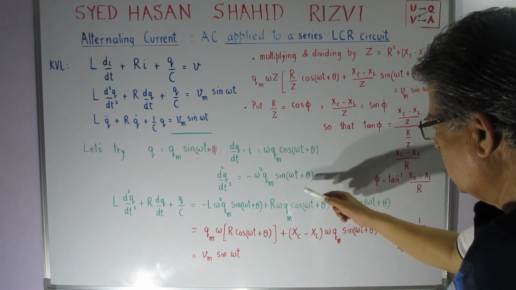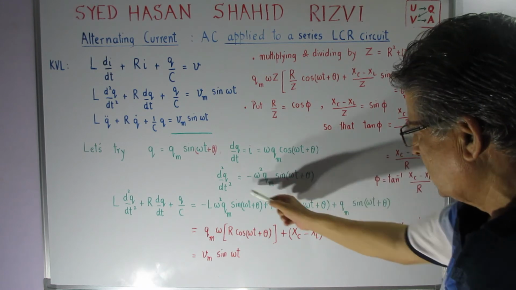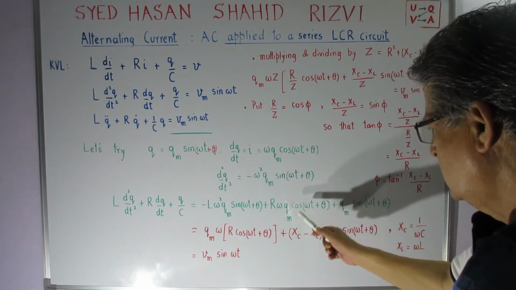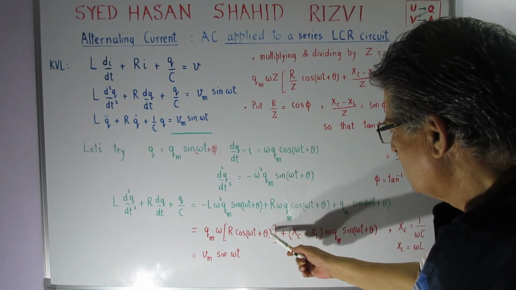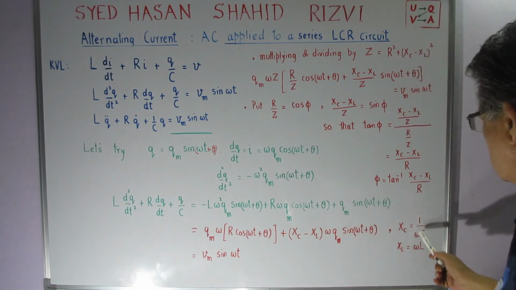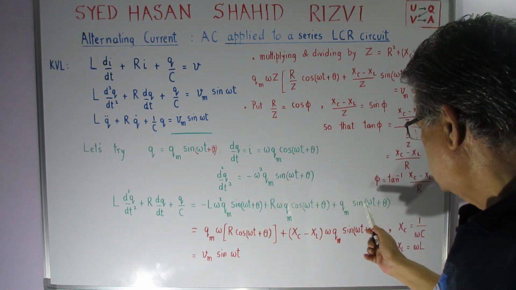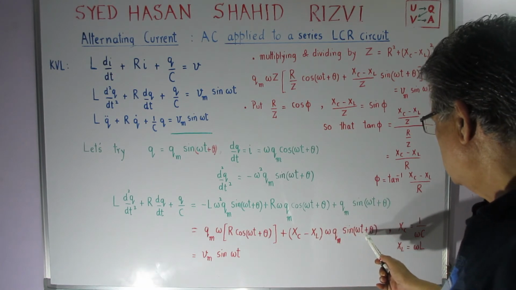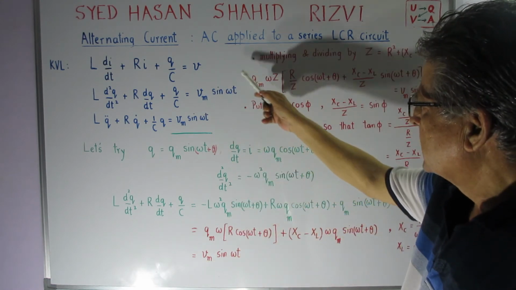There is one function which is a cosine function, and other functions are sine functions. We separate them together. So I can write it here, qm into omega r cos of omega t plus theta plus xc minus xl, where xc is equal to 1 upon omega c and xl is equal to omega l. From here, these two I equate together and we get omega qm sine of omega t plus theta, and this we equate to Vm sine of omega t.